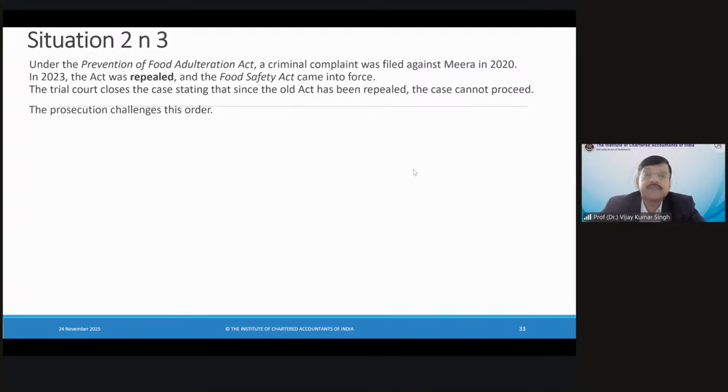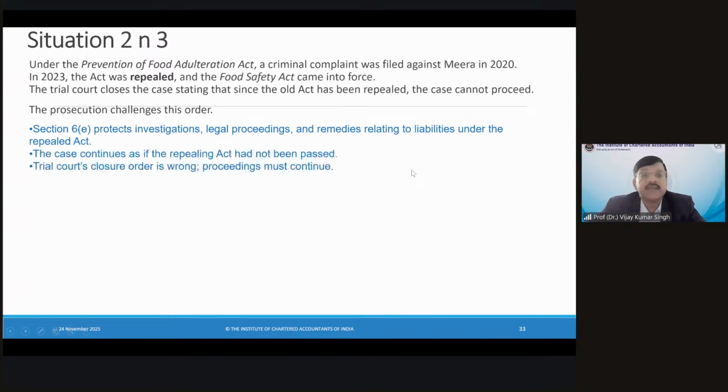So if we have a look at this, Section 6E protects investigations, legal proceedings, and remedies relating to liabilities under repealed act. So the case continues as if repealing act had not been passed. Trial court's closure order is wrong. Proceedings must continue because the law does not provide for this exemption. So the previous law came into force, new law in 2023. The violation of the law which existed at that point in time will continue. Okay. So this will not go away.